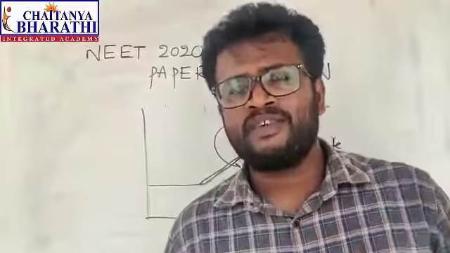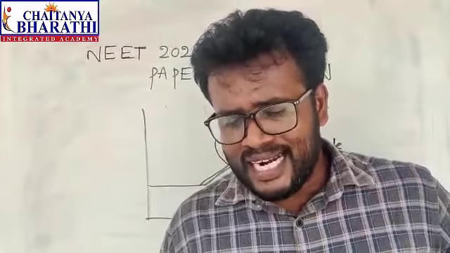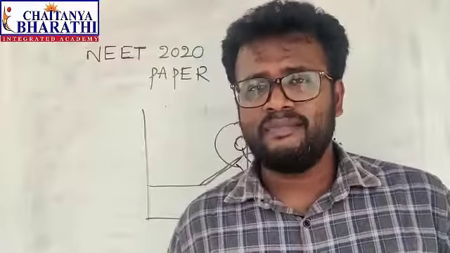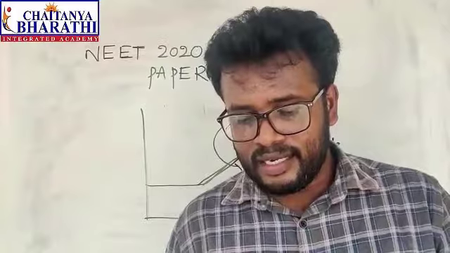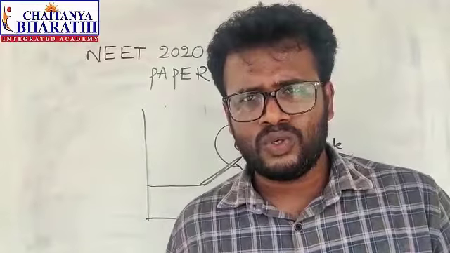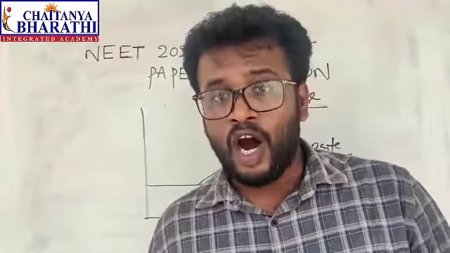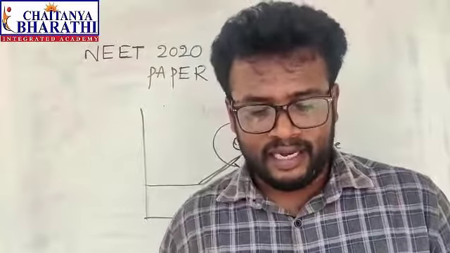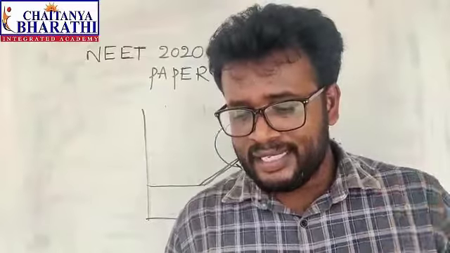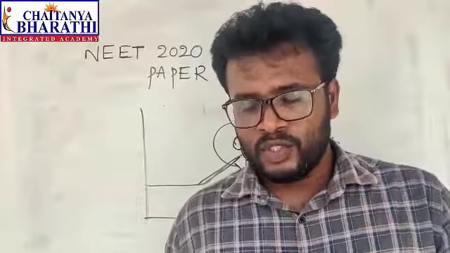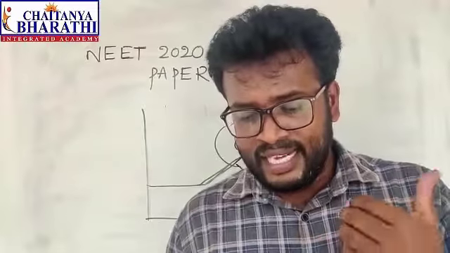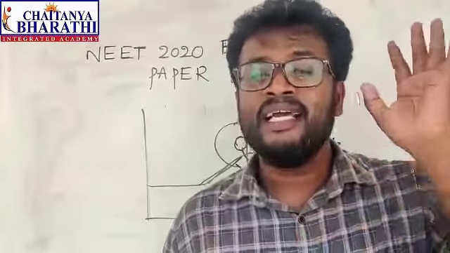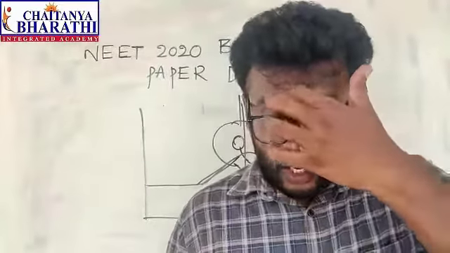And this question is from genetics. Select the correct match. First option is thalassemia, given as X-linked. No, it is an autosomal recessive disorder, so this is the wrong statement. Hemophilia is given as Y-linked. No, it is an X-linked recessive disorder, so this is also not correct. Phenylketonuria is given as an autosomal dominant trait. No, it is autosomal recessive, so that is a wrong statement.